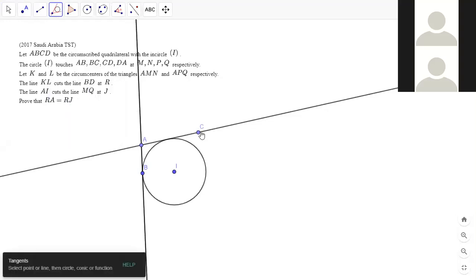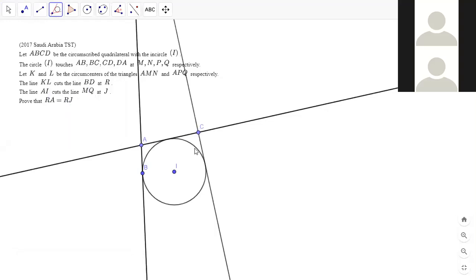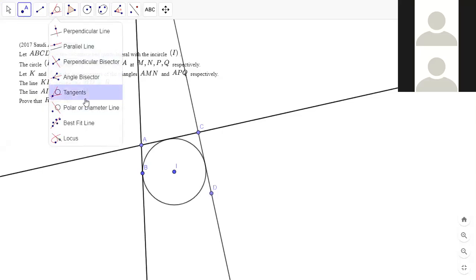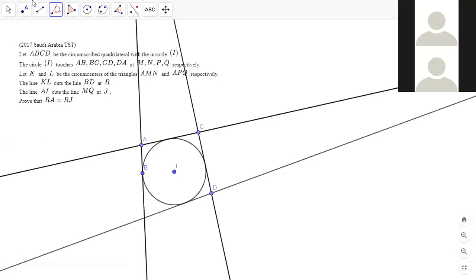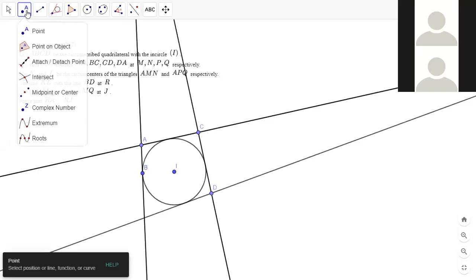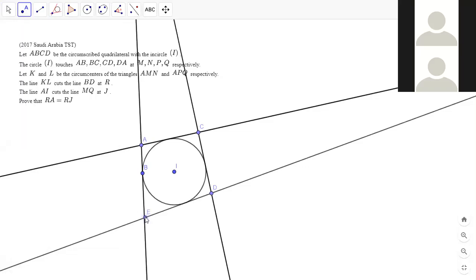Tangents. Something like this. Then I'll have to rename them. So A, whoops. It's weird.